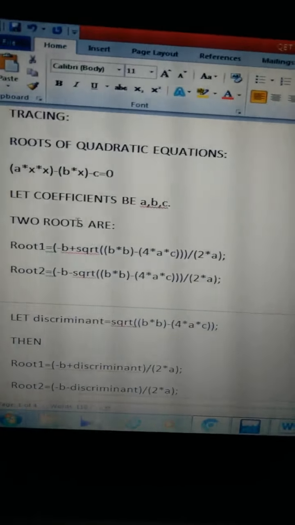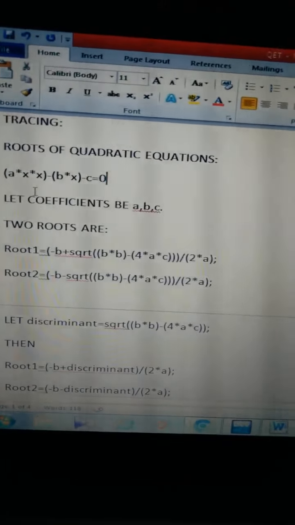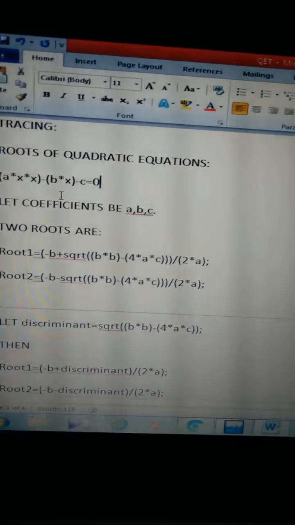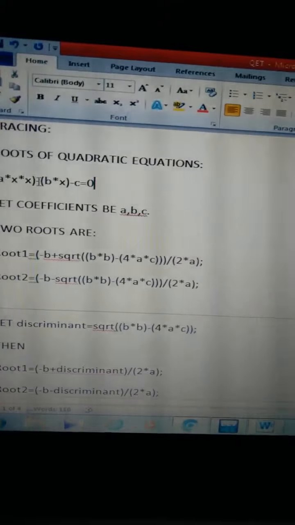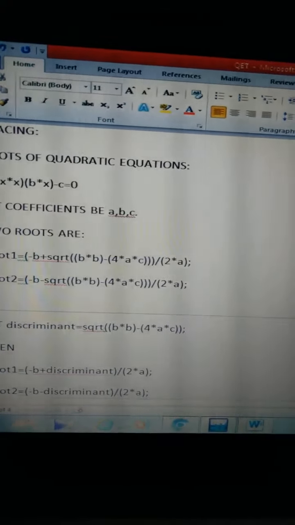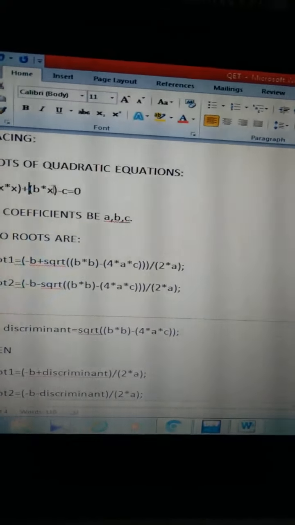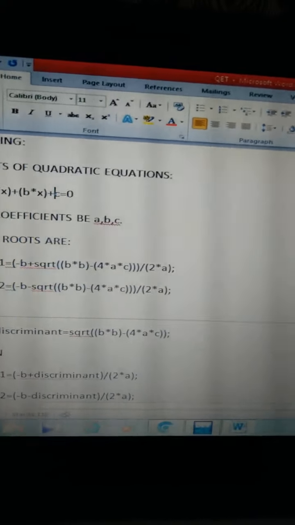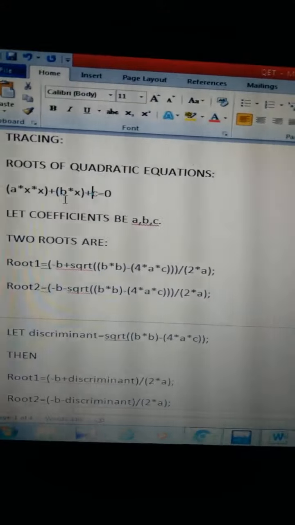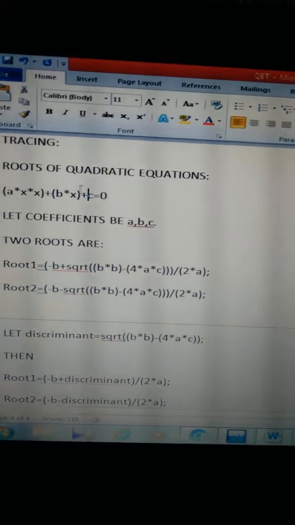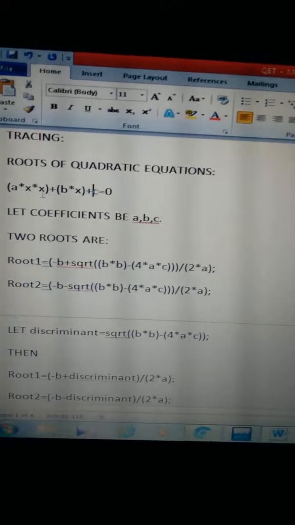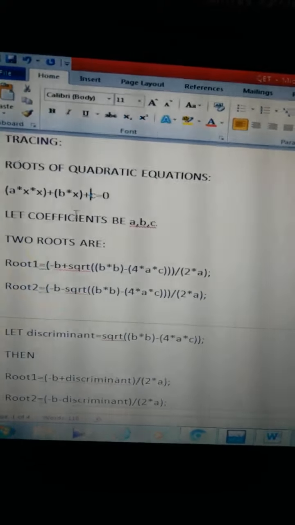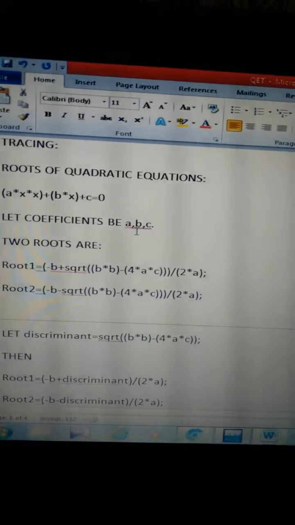Let the general form of a quadratic equation be ax square plus bx plus c. This is the general form of a quadratic equation. Here the coefficients are a, b and c.